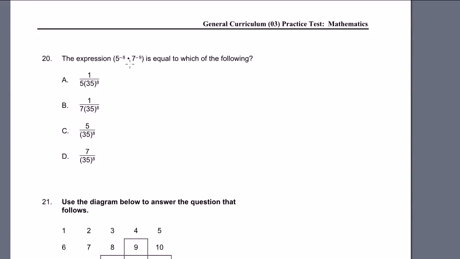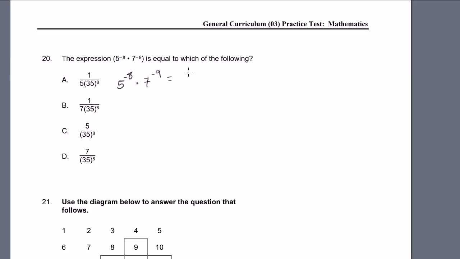Problem 20. The expression 5 to the minus 8 times 7 to the minus 9 is equal to which of the following? And here we see a bunch of answers. Let's see, where they have a 35 there. So I suspect that they want to have us somehow multiply the 5 times the 7. So let me write this in terms that I have an easier time understanding it. So 5 to the minus 8 times 7 to the minus 9.